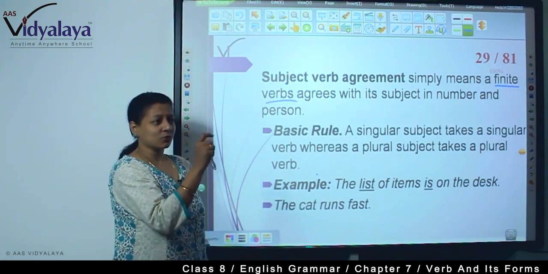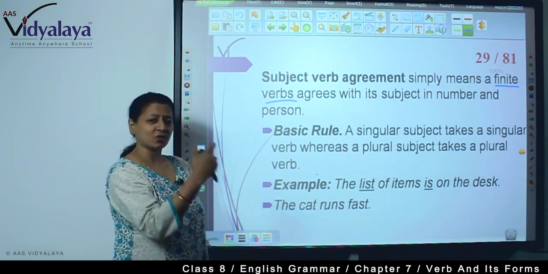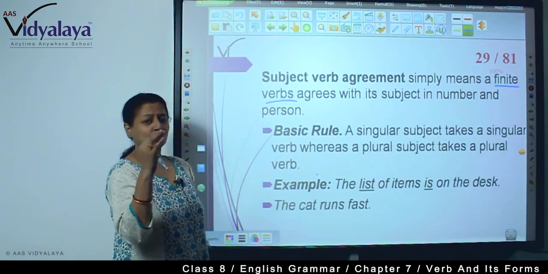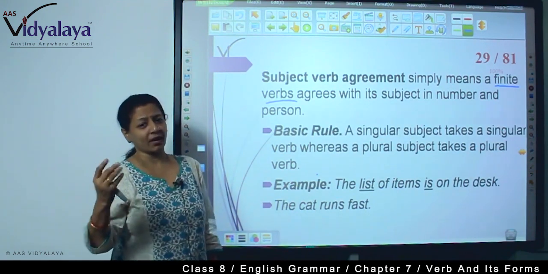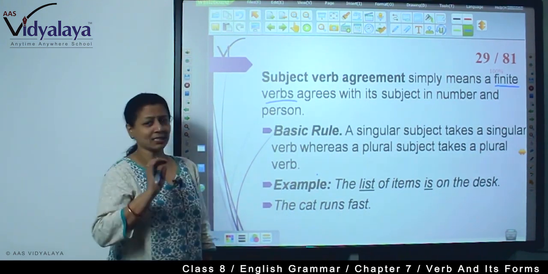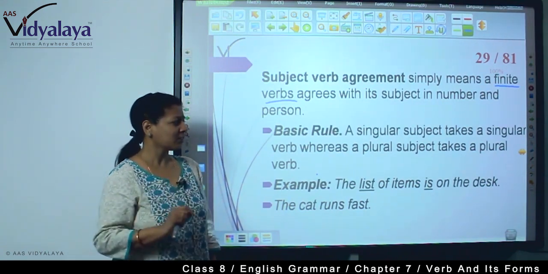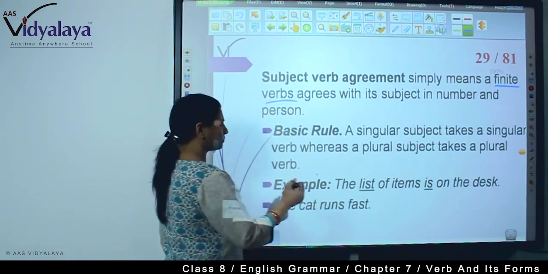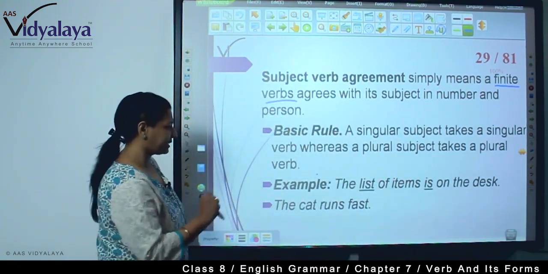We always have an idea that what is written first is the subject. Sometimes we don't know the rules that are there in subject-verb agreement. So, we will start with the basic rule. What is the basic rule? A singular subject takes a singular verb. For example, the list of items is on the desk.